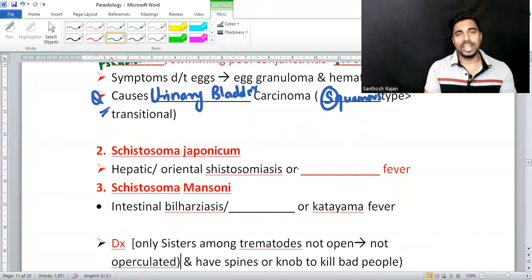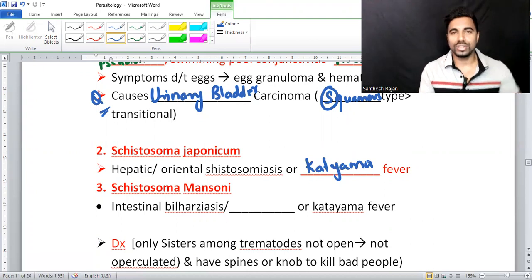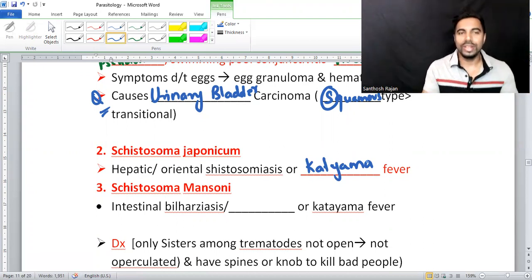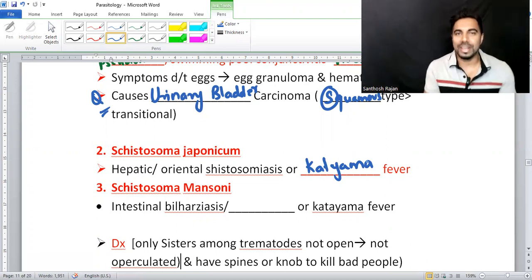So the other one, the name itself is japonicum. Katayama fever. Like scrub typhus is caused by tsutsugamushi, right? That's also related to a Japan thing. So here, it's Katayama fever. Katayama fever is caused by japonicum. Japan means Katayama. All these names are typical Japanese names.